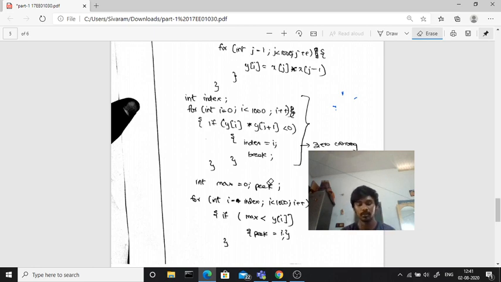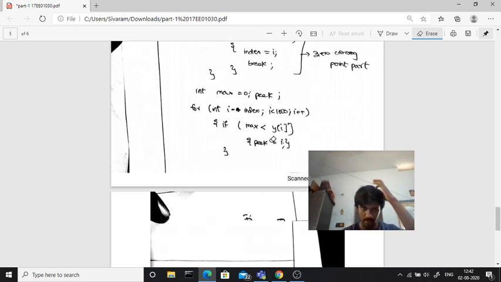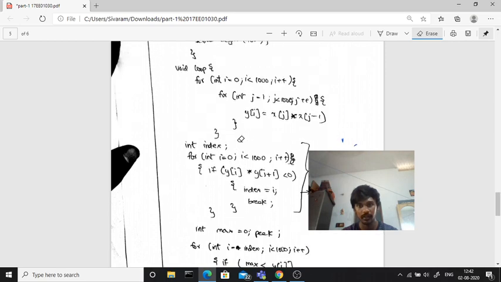Once the zero crossing point is found, our focus should shift to finding the peak of that signal. The peak can be found without iterating from zero itself; we can directly start iterating from the zero crossing point. From this zero crossing point, we iterate to find the maximum of the signal, and once we find it, we store it in the peak. Then we find the difference and get the time period. From the time period, we get the frequency.